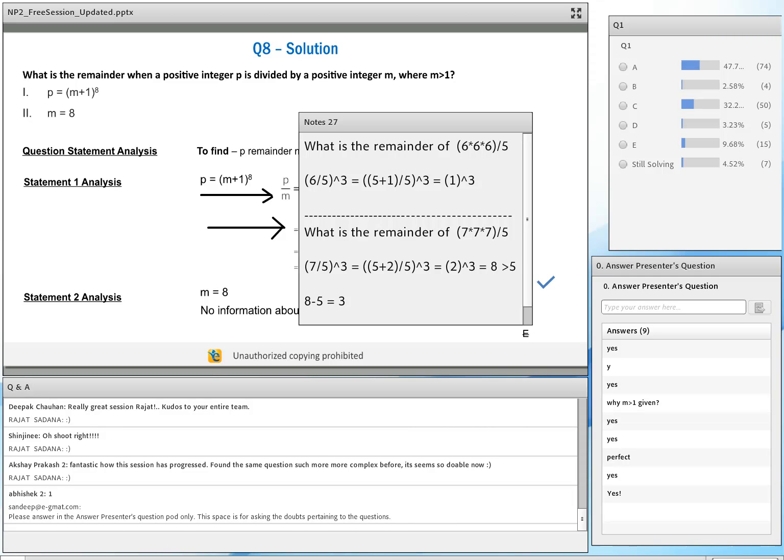Why is m greater than 1? Because anything divided by 1, the remainder is 0. Vikas. Was it Alex who really said that? Javed, why is m greater than 1? Because anything divided by 1, the remainder is 0. Does that help, Javed? Then it would be a moot point.